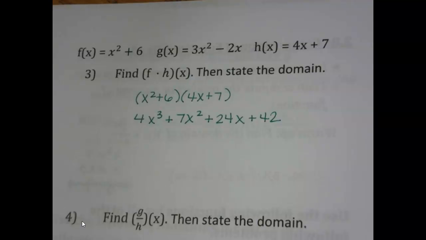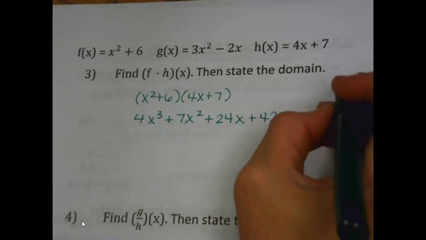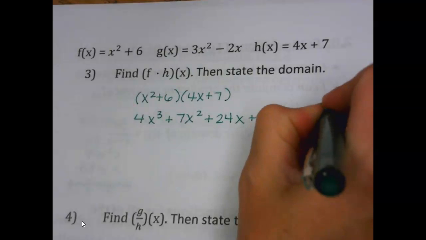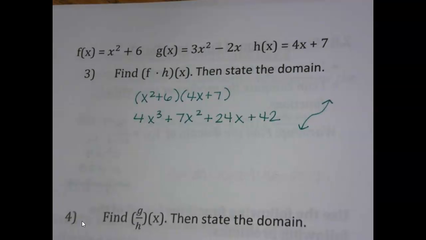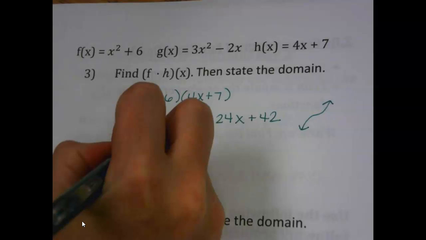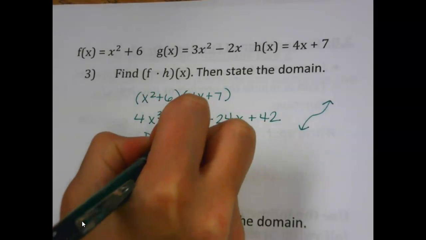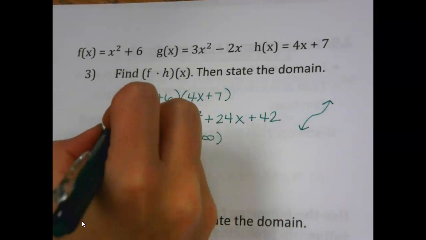Then we want to state the domain. This is a cubic. If you remember, cubics look like John Travolta. And they don't have any restrictions on the domain. Gotten lucky on all these. So our domain is negative infinity to infinity.